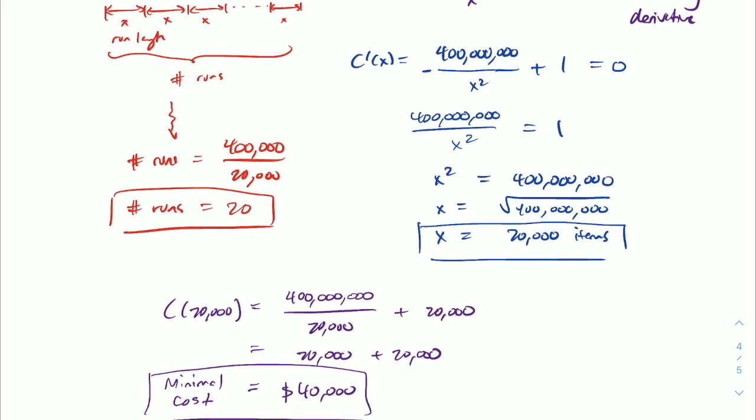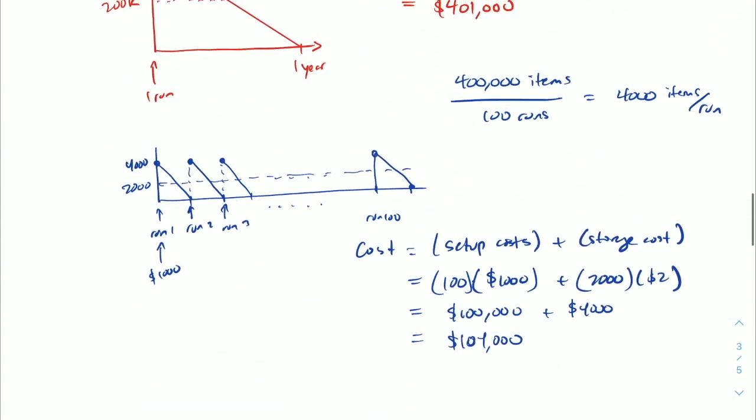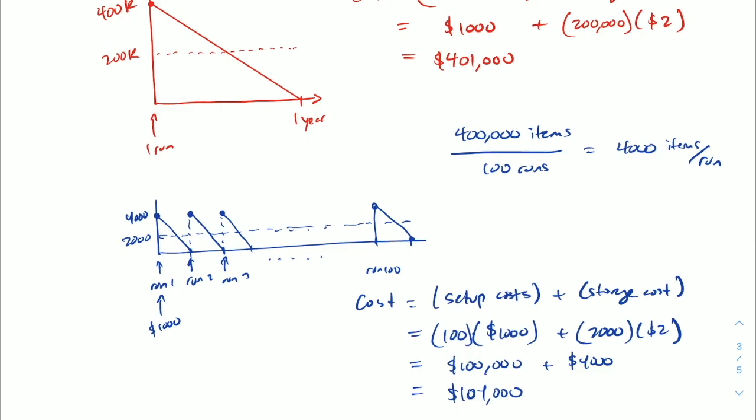Okay, going back to our initial setup, 40,000 is less than 401,000 and 104,000. So we have found a minimum.